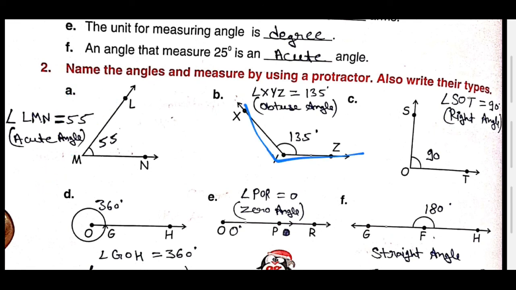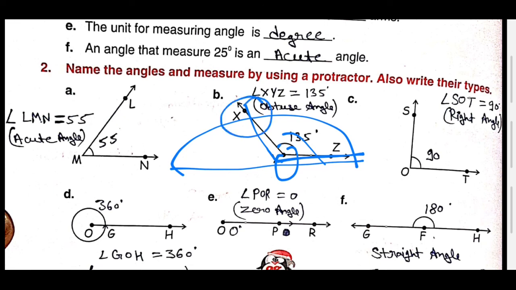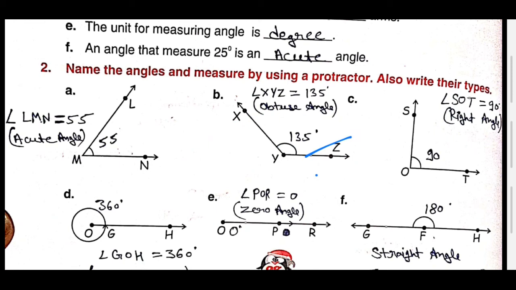When you measure this one, it becomes 135. All of you know how to measure. Just put the protractor on this point such that the baseline passes through YZ. Now you have to check it. This point becomes 135 degrees. So you have to write 135.